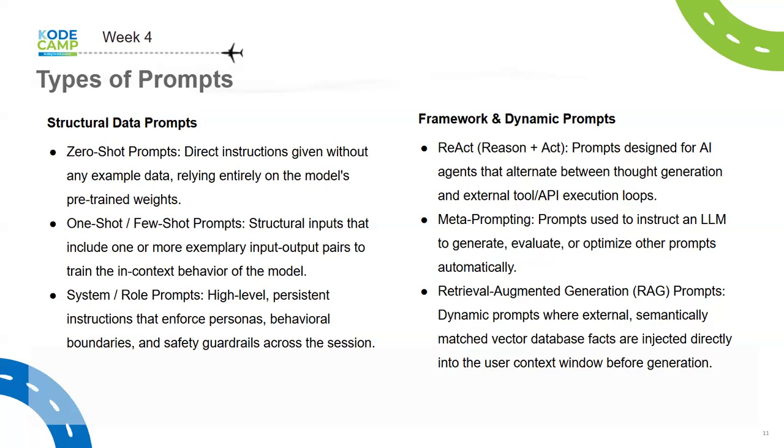Okay. Then the last category of prompts are framework and dynamic prompts. The framework and dynamic prompts are prompts that are designed for agents, right? Basically, to give them additional capabilities. So the first one is ReAct. ReAct means reason and act. We'll talk a bit more about that when we get to the agentic part of this course, where we are going to talk about agentic reasoning.